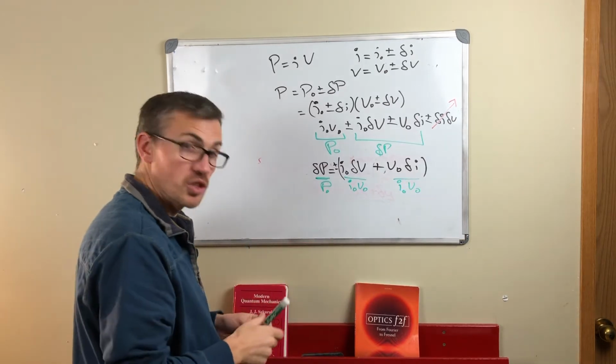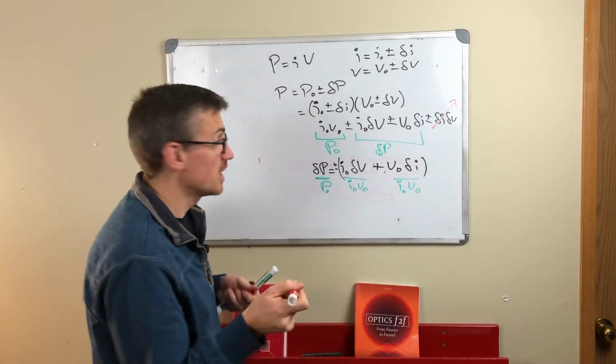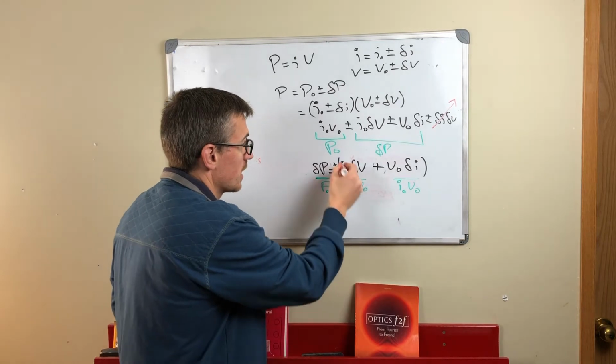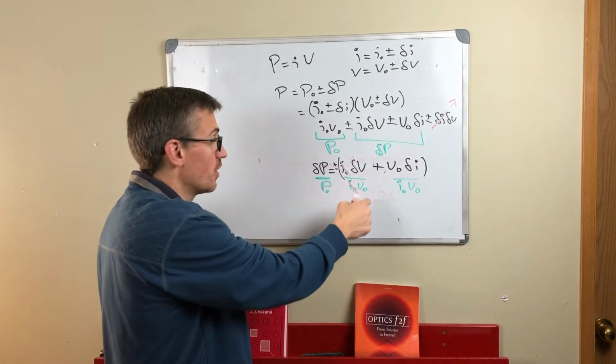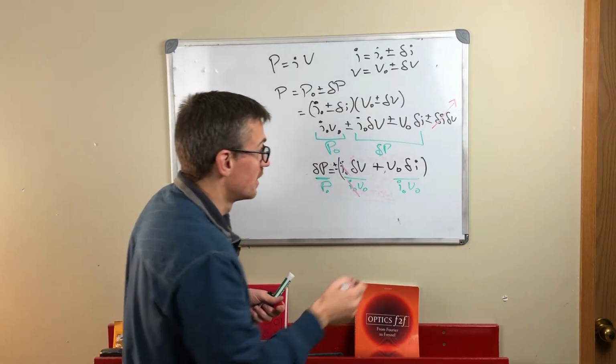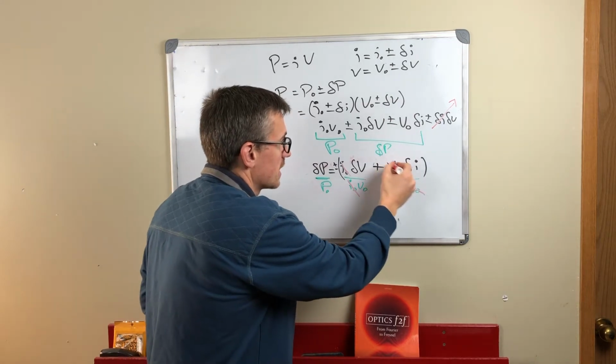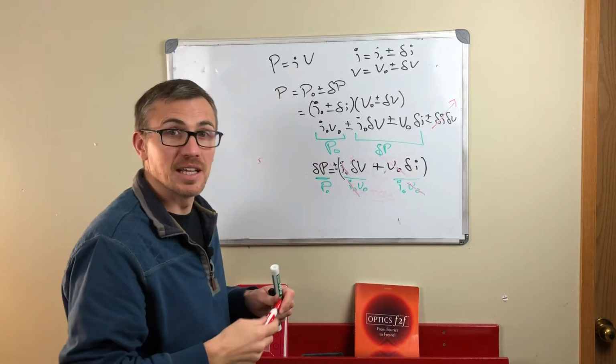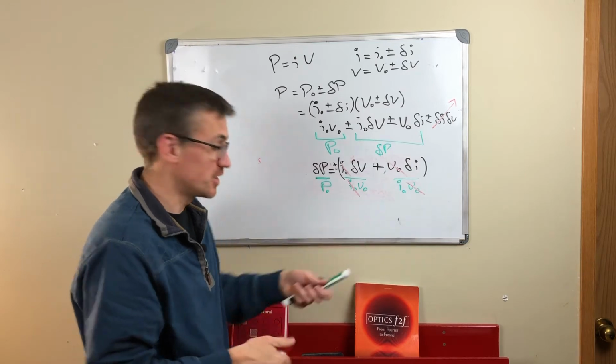Okay, and when we do that, we're going to get some cancellation. So these I naughts will cancel. We get delta V over V naught, independent of I. Very nice. V naughts cancel here. Delta I over I naught, independent of V. So we just get the independent uncertainties.